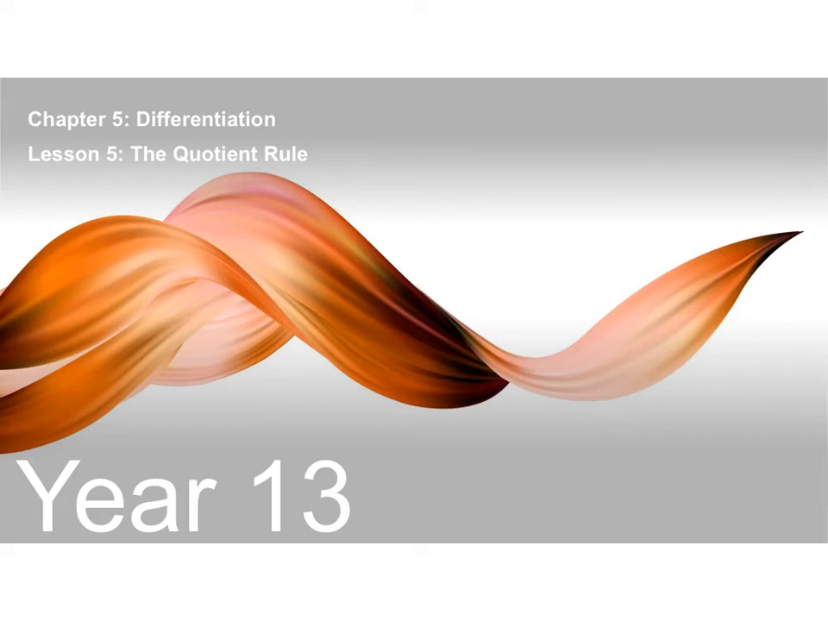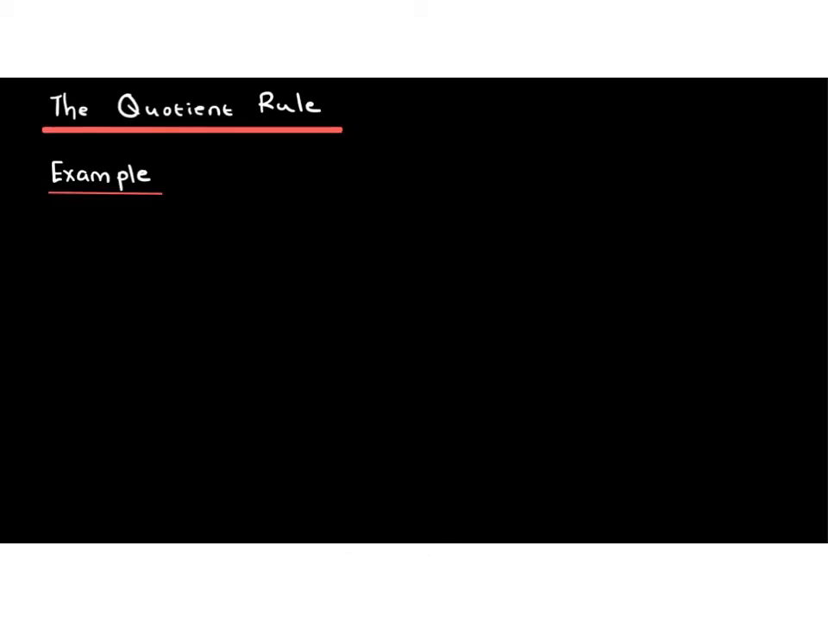Year 13, Chapter 5, Differentiation, Lesson 5, the Quotient Rule. So let's use an example to introduce why we might need another rule for differentiation. I want you to look at the function y equals x plus 5 over 2x minus 1.